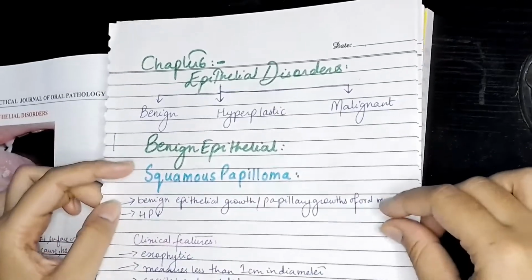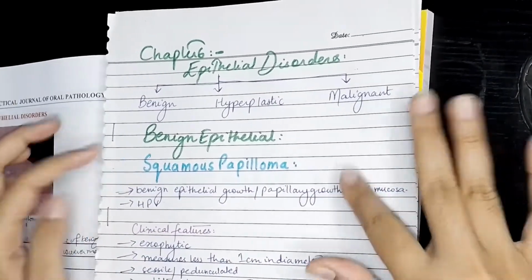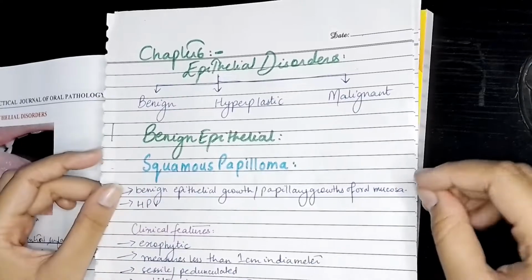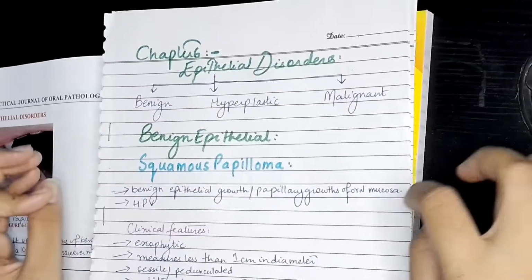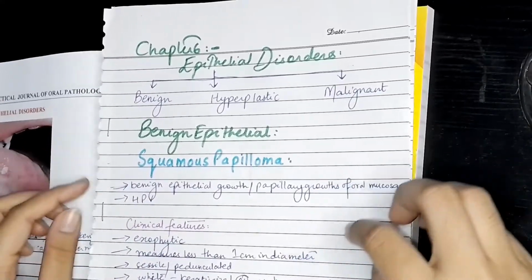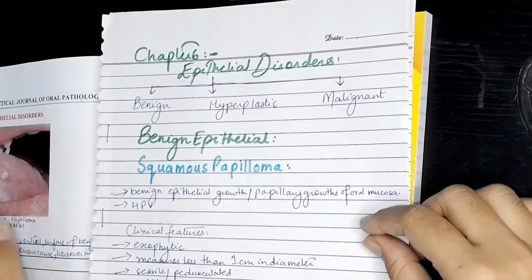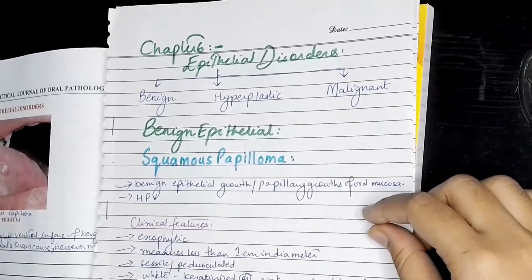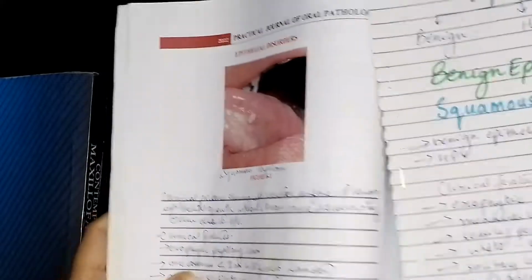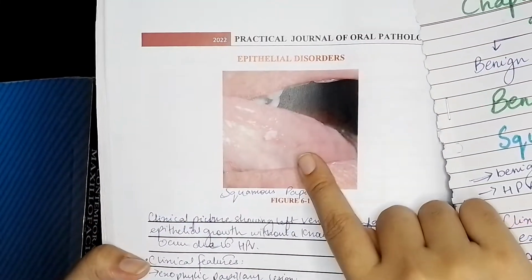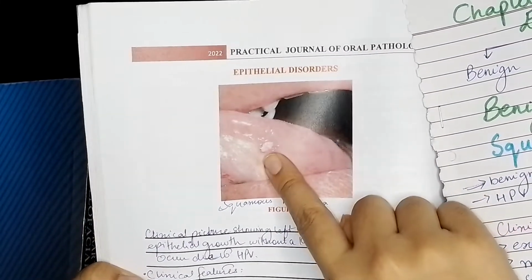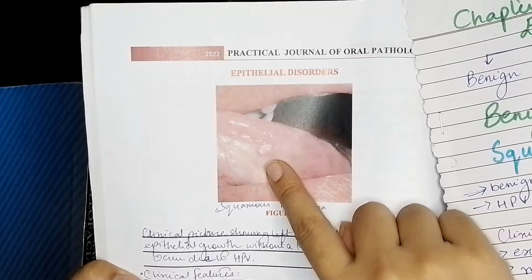Number one is squamous papilloma. Squamous papilloma is a benign epithelial growth, which is the papillary growth of the oral mucosa. Its etiology is the human papillomavirus, HPV. You can see in this squamous papilloma, it shows as a papillary growth of the mucosa.